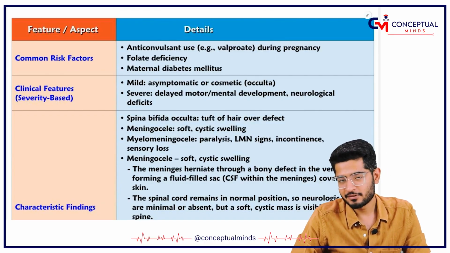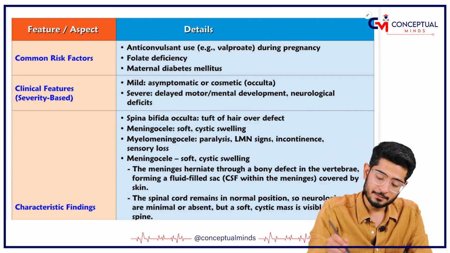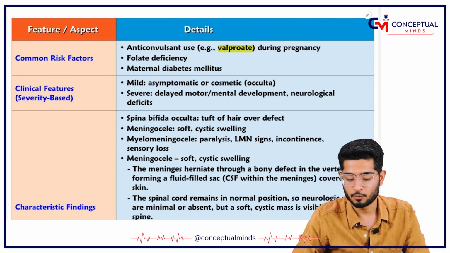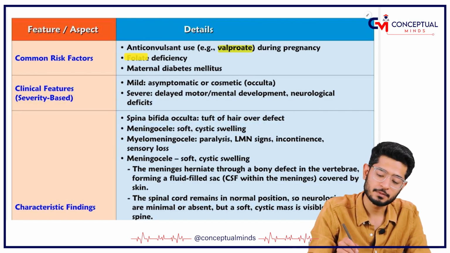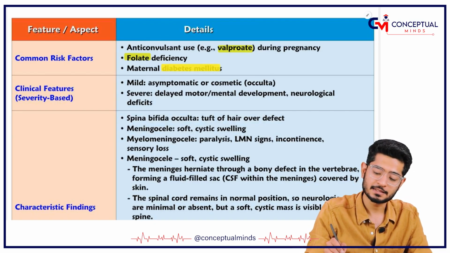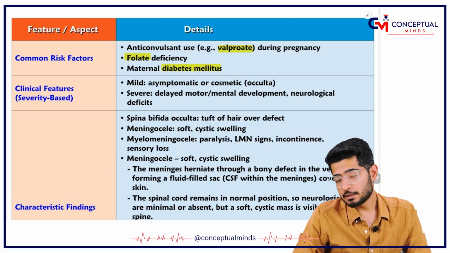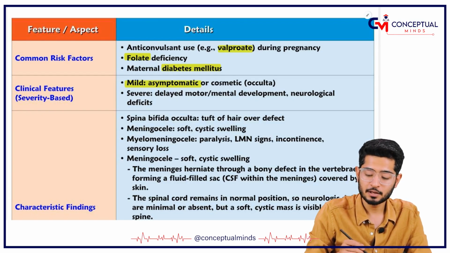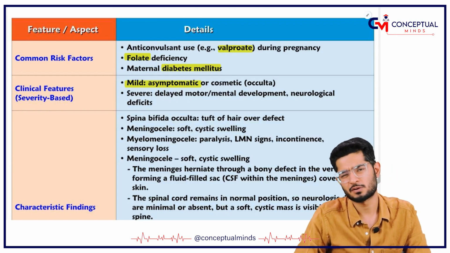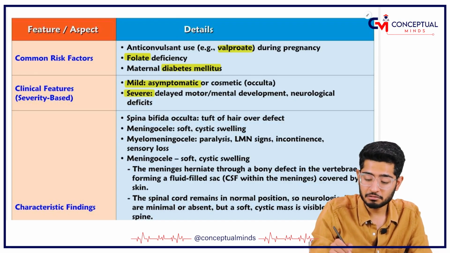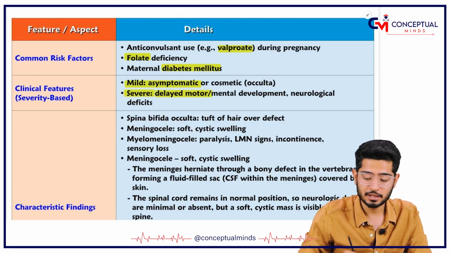What are the common risk factors? Why do you think there is improper closure of the neural tube? Sometimes it happens with the use of some anticonvulsants like valproate during pregnancy. It can happen because of folate deficiency. It can happen if the mother is having diabetes. Depending upon the symptoms, it can be mild, like asymptomatic, with just cosmetic defects seen in the children, or it can be severe, like delayed motor growth and neurological deficits.